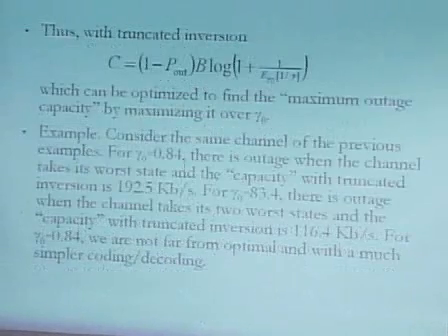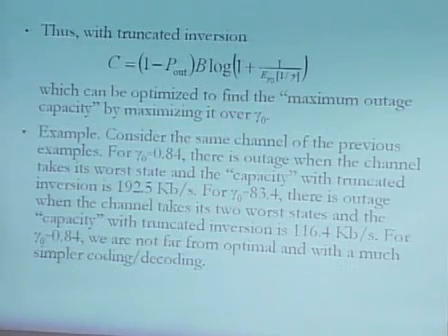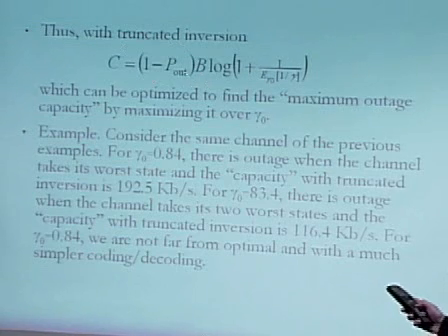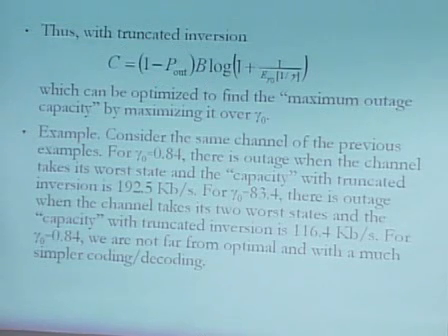Okay? And so now we have this 1 minus P out, because we have probability P out of being in outage, times B times the log of 1 plus 1 over this modified expectation of 1 over gamma. So it's the same thing we had for the truncated, except that the expectation is now modified, and we have this 1 over 1 minus P out outside. Okay? So now we can try to optimize this by finding the best possible gamma 0 so that this is maximized. And in fact, we went through that in this example here.